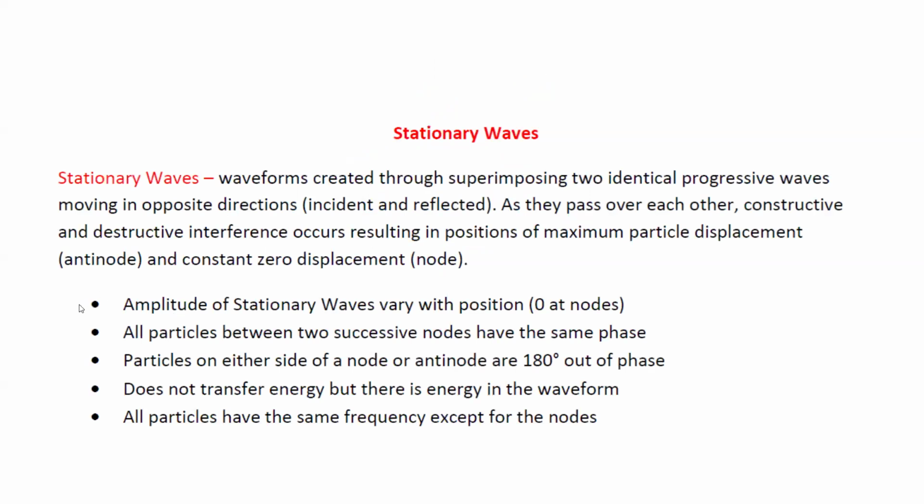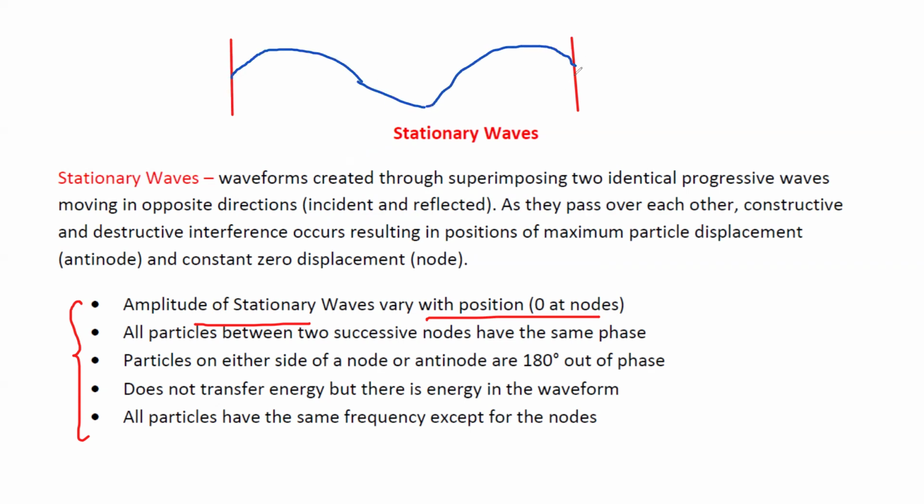What are the characteristics of these stationary waves or standing waves? The amplitude of a stationary wave varies with the position. As you can see here, when I draw the standing wave, so this is a standing wave. The amplitude varies. For example, here we have a node. Amplitude is the distance from the mean position to the extreme. So here, this is the amplitude. This one is the amplitude. Here, this is the maximum amplitude. So you can see the amplitude of a stationary wave varies with the position.